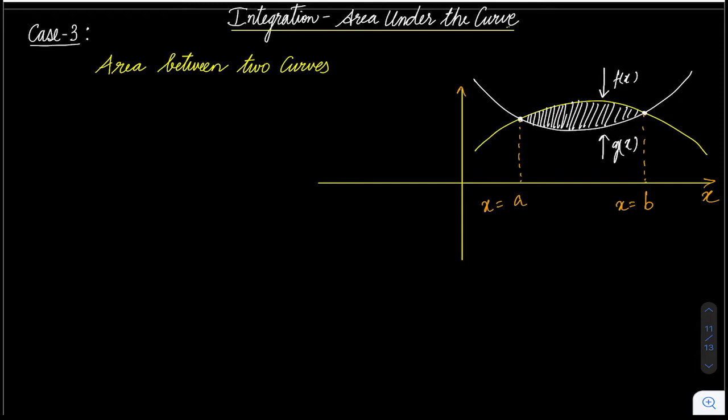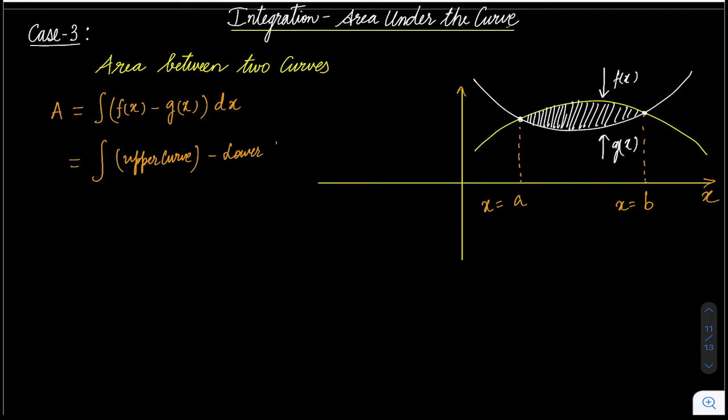So the formula for this is, let me first write the formula, then I will explain a little bit what's happening. This formula will be the integration of f(x) minus g(x) dx. Or sometimes we remember it like this also: integration of upper curve minus the lower curve dx. So this will be our area, and the limits are from the smallest, A, to the next, B, so integration A to B. This is my formula for finding area between two curves.